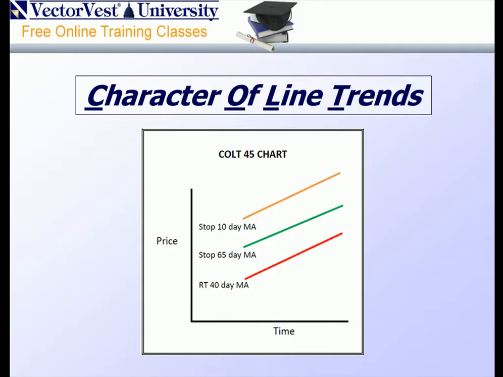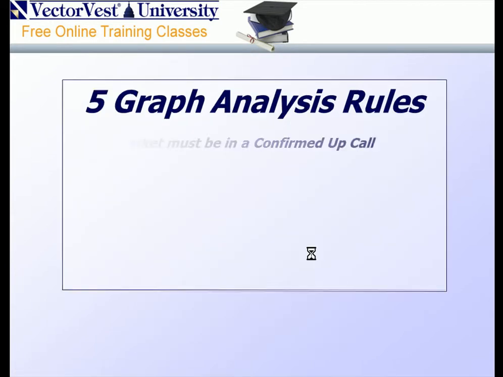Colt is an acronym that stands for Character of Line Trends, and the 45 reminds us of the idealized 45-degree slope of the three moving average lines. So ideally, we'd have all three moving average lines moving from the bottom left to the upper right in a nice 45-degree angle. While that is very difficult to find, that's the ideal situation, and that's what we want to look for. And to confirm that the stock chart has met this test, he incorporates 5 rules.